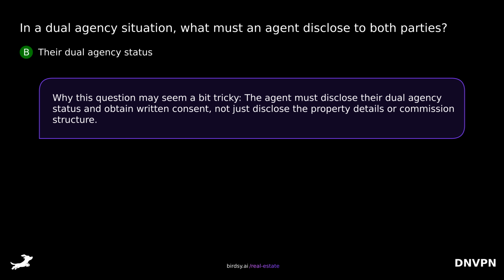Why this question may seem a bit tricky: the agent must disclose their dual agency status and obtain written consent, not just disclose the property details or commission structure.